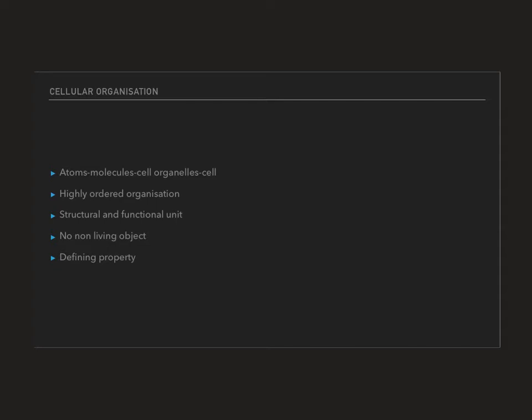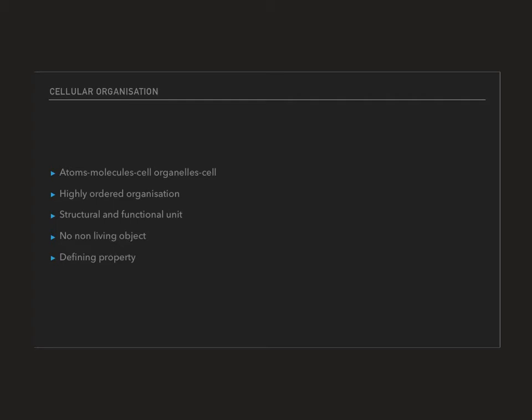First, we will discuss cellular organization. Cell is a basic unit of life. Cell is a highly organized structure. What is a cell made up of? Atoms together make molecules. Molecules together make cell organelles. Cell organelles together make a cell. In this way, cell is a highly organized structure.